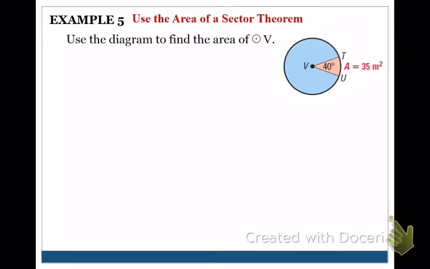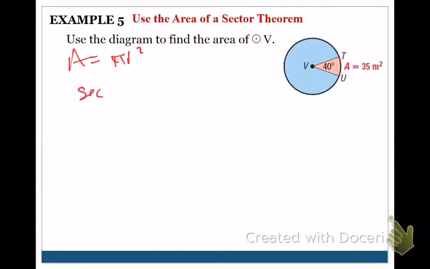Here, we want to use this diagram to find the area of the circle, of that whole circle V. All right? And that's fine. It's not a big deal. We can keep using the proportion. Now, we can't just find the area of the circle because the area of the circle needs pi r squared. It needs the radius, and we don't know the radius. Okay?